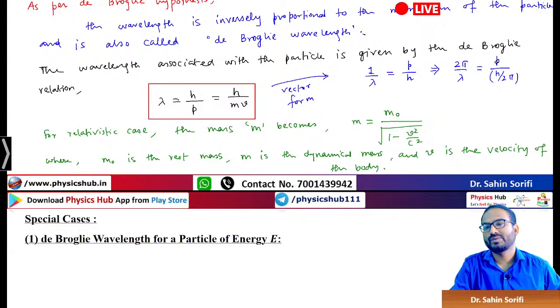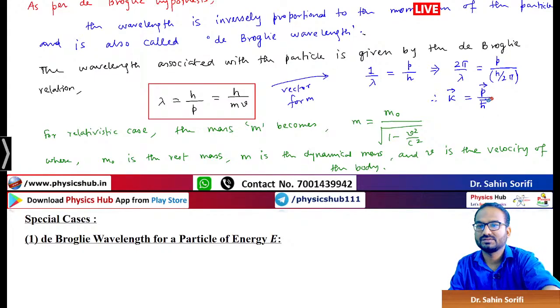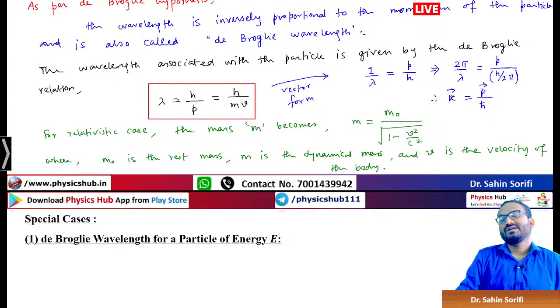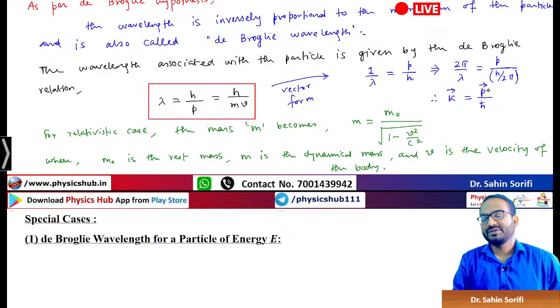We have just taken the 2 pi from the numerator to the denominator, so multiplying both sides by 2 pi. So 2 pi by lambda gives you k, and this is p upon h cut. So vectorially you can write k equals p upon h cut. H cut is a constant, so you don't need to give a vector sign. So this k is the wave vector and p is the momentum.